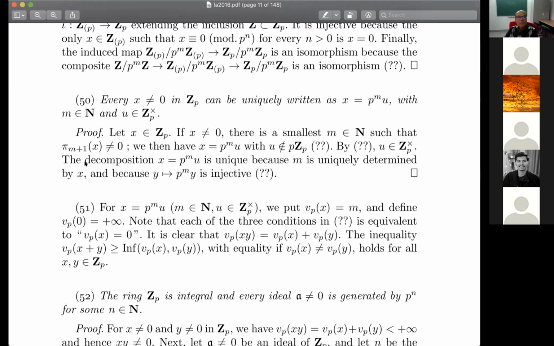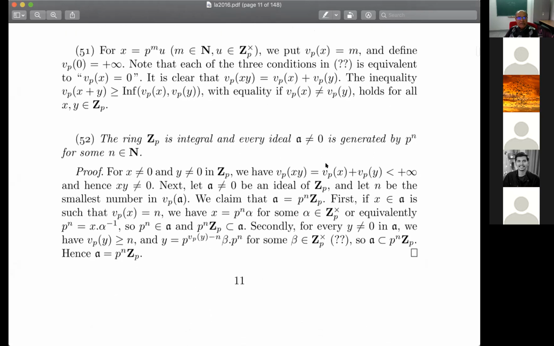So moreover, first you get a decomposition like this, and then this uniqueness follows from the injectivity of this map, multiplication by P to the M. It's injective, so basically you can cancel out P to the M, and you get uniqueness. Okay.